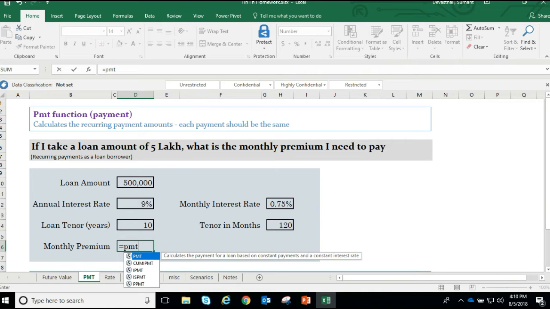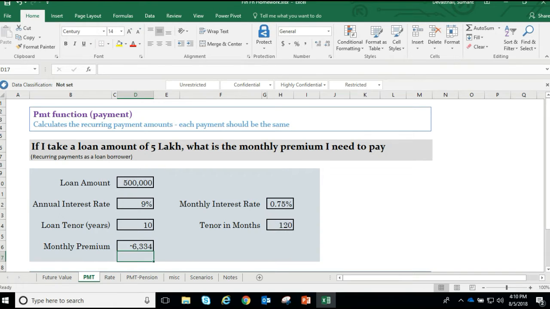We'll use PMT function. What is the rate? I'm choosing the rate. Number of periods is this. And what is the present value, right? This gives us a negative monthly premium because that's the money going out of our pocket, right? So this is the monthly premium. Now let's see a couple of variations of this formula.